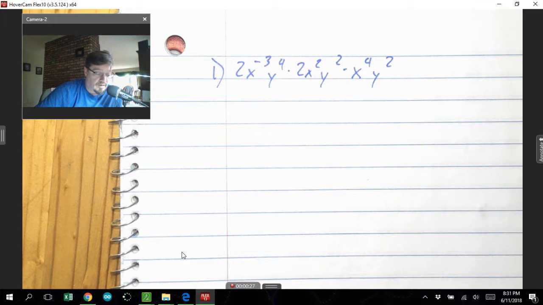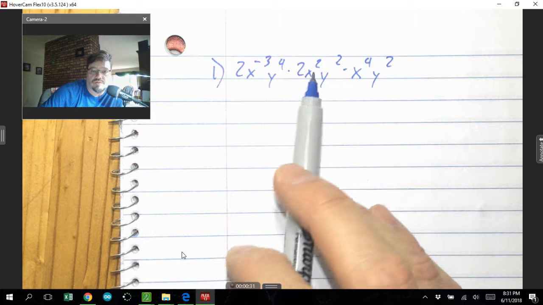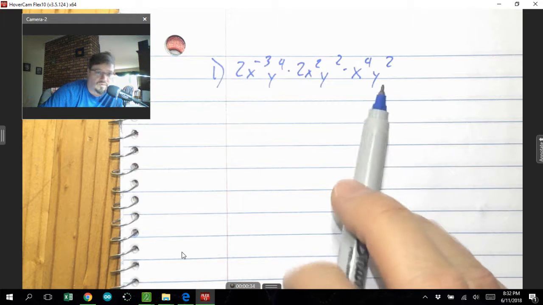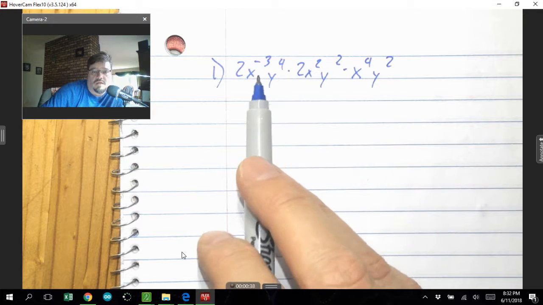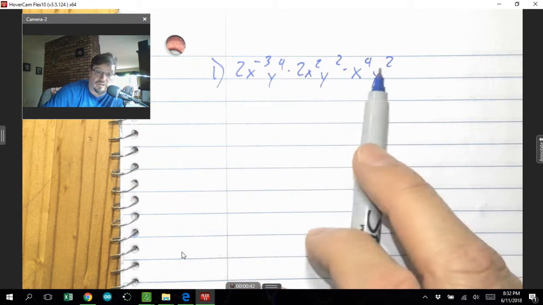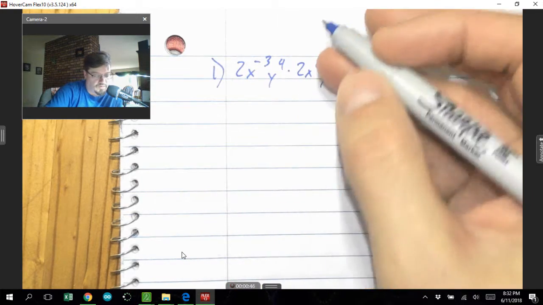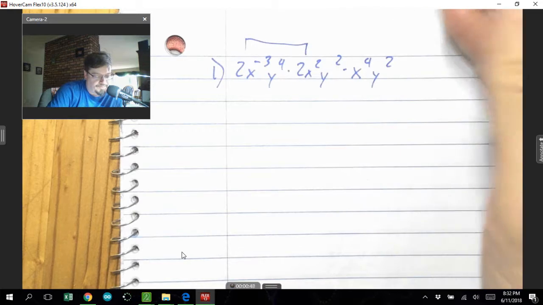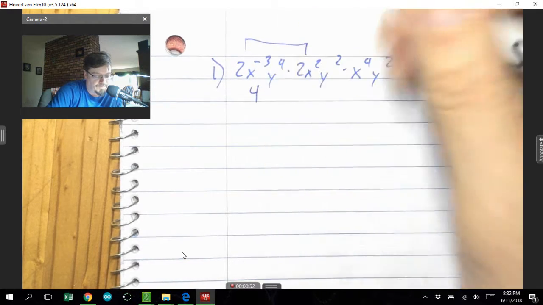So we'll get started. We see that we've got two integers here. We've got two variables. They're all being multiplied. Nothing's being added. No addition or subtraction signs. So this is one term actually, and we're going to combine all the x's with the x's and the y's with the y's. So let's just focus on the integers first. We've got 2 times 2 is 4.